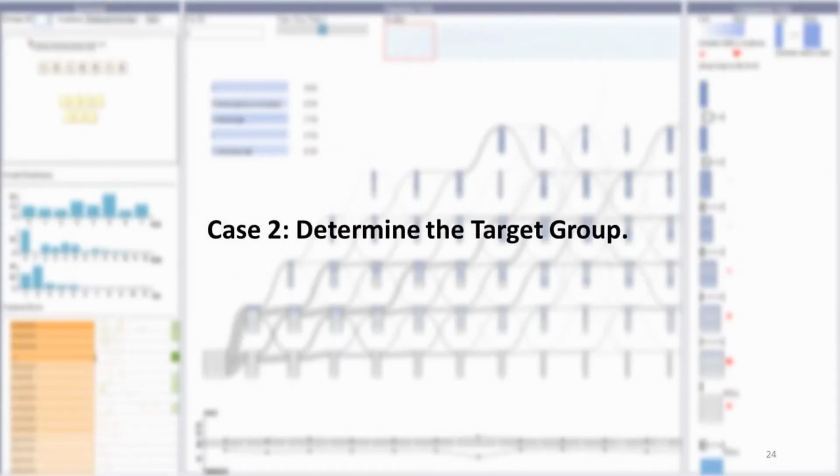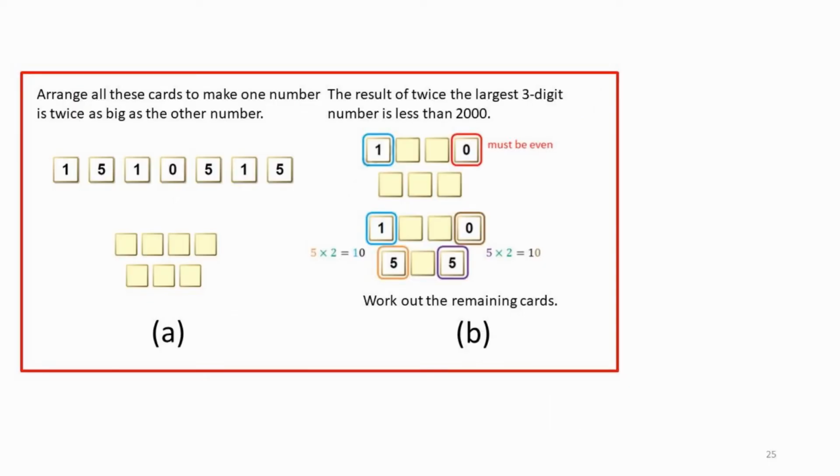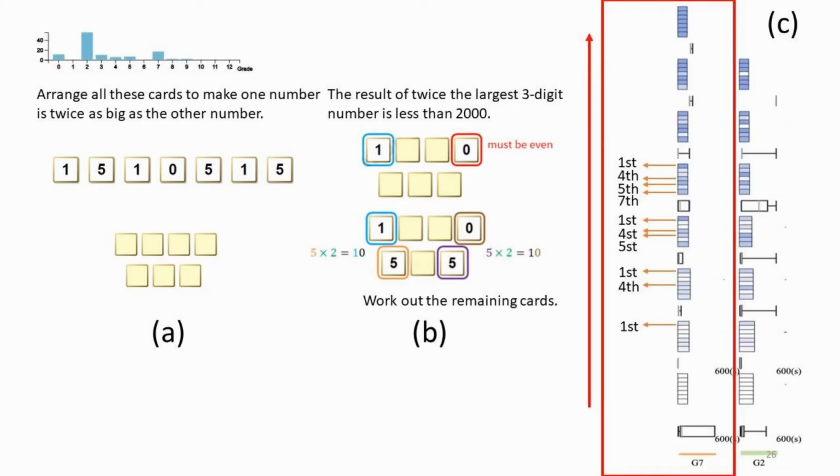The second case describes how question designers compare the problem-solving behaviors of different groups of students to determine the suitable groups for the current question. This question asks students to arrange all these cards to make one number twice as big as the other number. For this given question, the designers promote to fix the highest and lowest digits first. They compare students from grade 2 and grade 7.